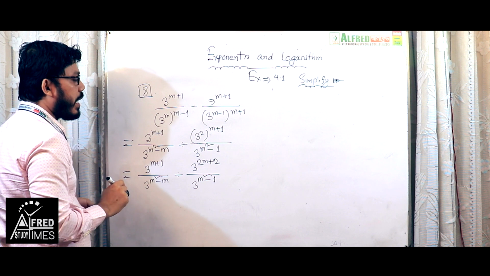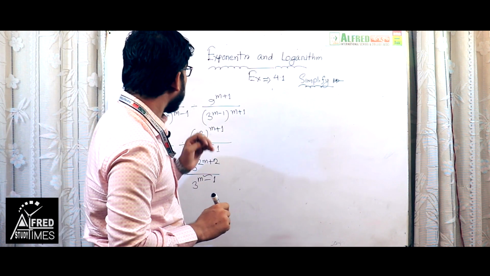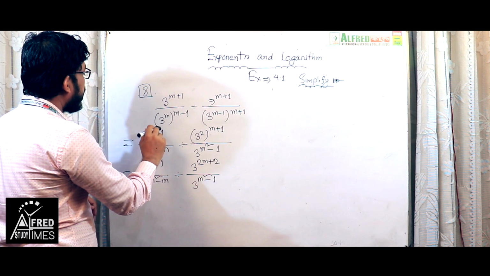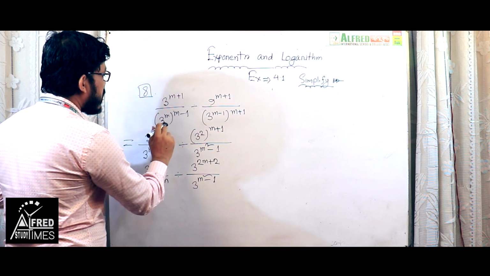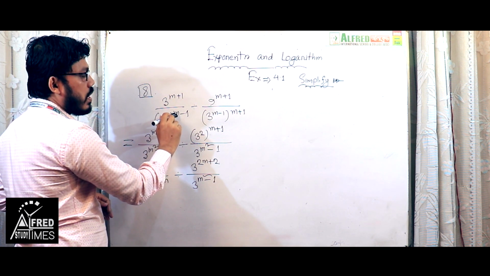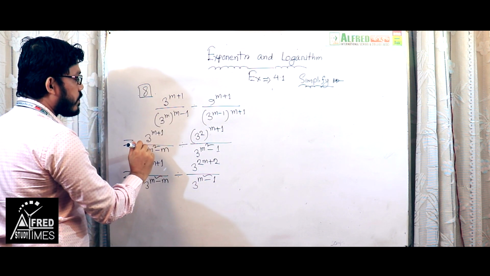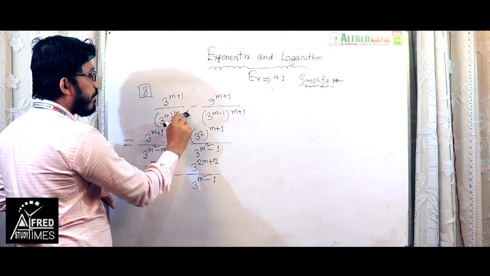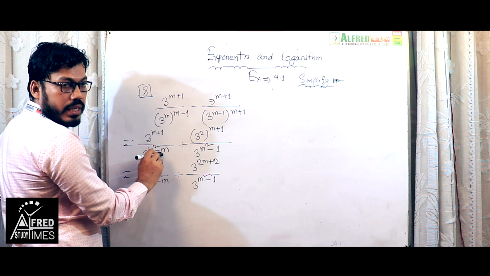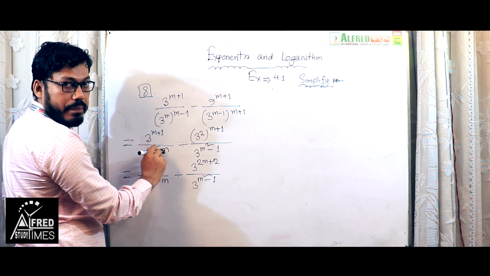Now we have to apply all important rules of exponents to solve this math. At first, numerator we have to do nothing. At denominator part we can multiply the power m and m minus 1 on the same base 3. So multiplying m with m minus 1, we get m square minus m.